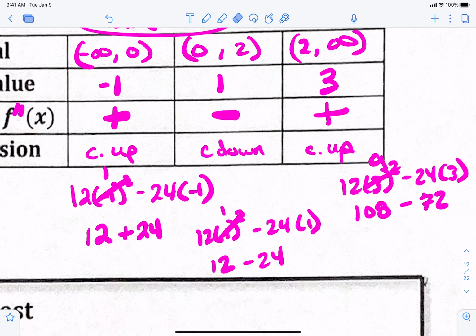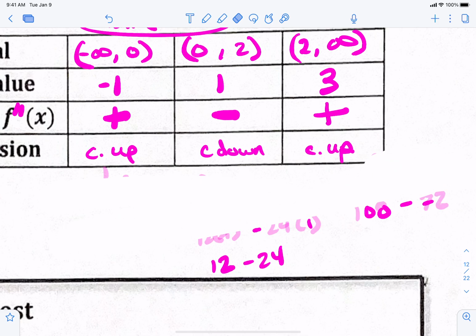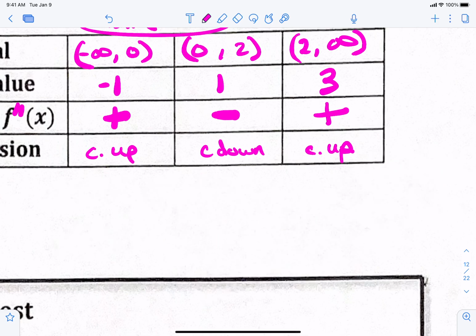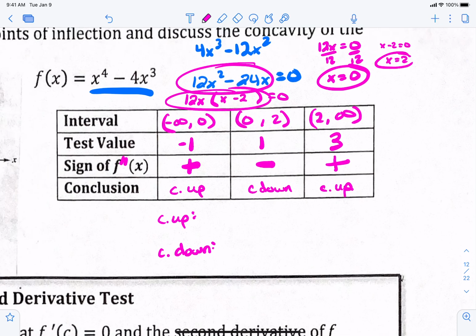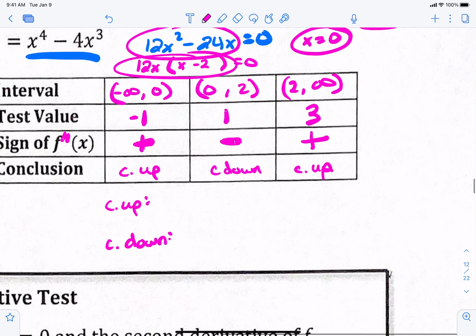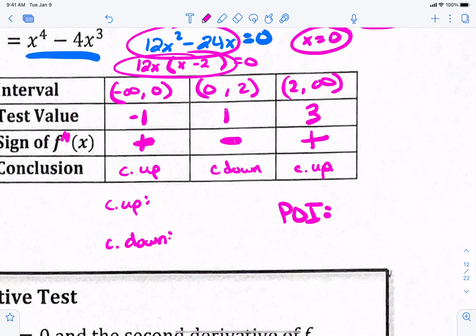Okay? So if we list everything out, let's list it out like we're supposed to. Concave up, concave down. And the other thing that we need to list is what? POI. POI is point of interest. Okay? Concave up, there are two places, from negative infinity to 0, and also from 2 to infinity. Concave down is 0 to 2.